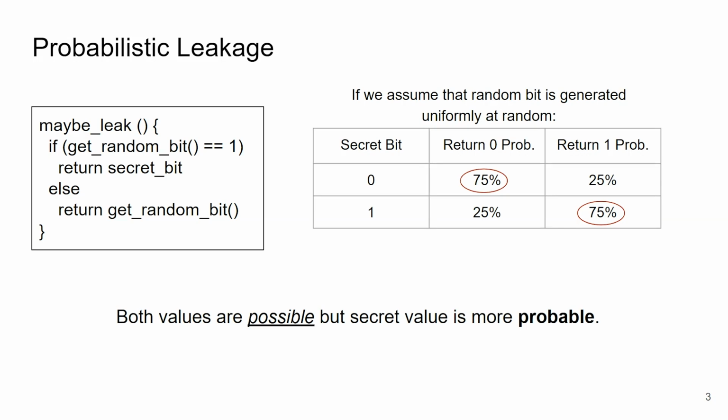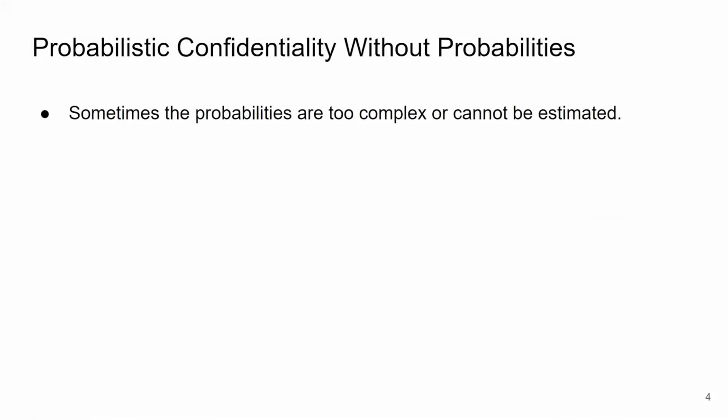Such vulnerabilities are not limited to randomness. Any non-deterministic event, such as system crashes, can lead to such leakage. Sometimes the probabilities are too complex or cannot be estimated. One example which motivated us to examine this problem is file system crashes. In that case, we need to know the probability of a system failure. What is the probability of the computer losing power?